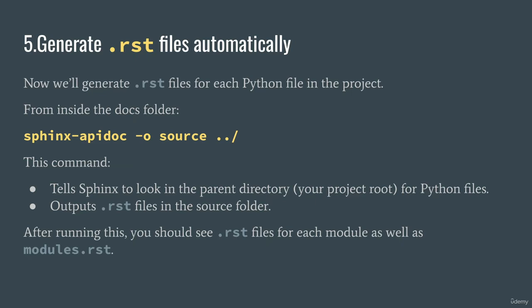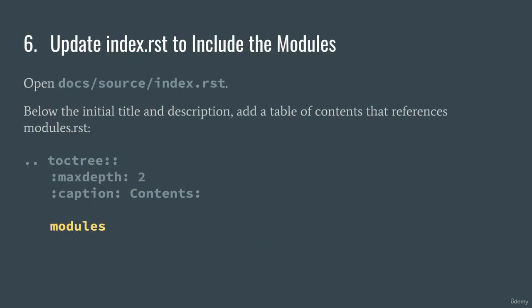This command instructs Sphinx to look in your project's root directory for Python files and create RST files for them in the source folder. Once you run this command, you should see RST files for each module in your project, along with a main file named modules.rst. Now let's update index.rst to include your project modules. Open your index file and make sure it looks like this.